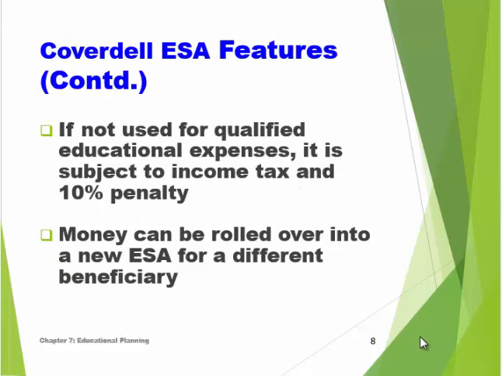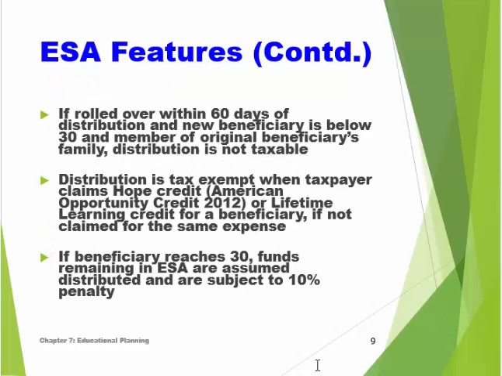If you don't use the funds for educational expenses, it's going to be taxable income, and there'll be a 10% penalty. Now, money can be rolled over into a new educational savings account for a different beneficiary. So say this person decides they're not going to go to college, they're not going to get a higher education. We can roll this over into another beneficiary, and then they can take advantage of the tax-free earnings for this particular account. There obviously are some rules. It has to be done within 60 days so that it won't be taxable.